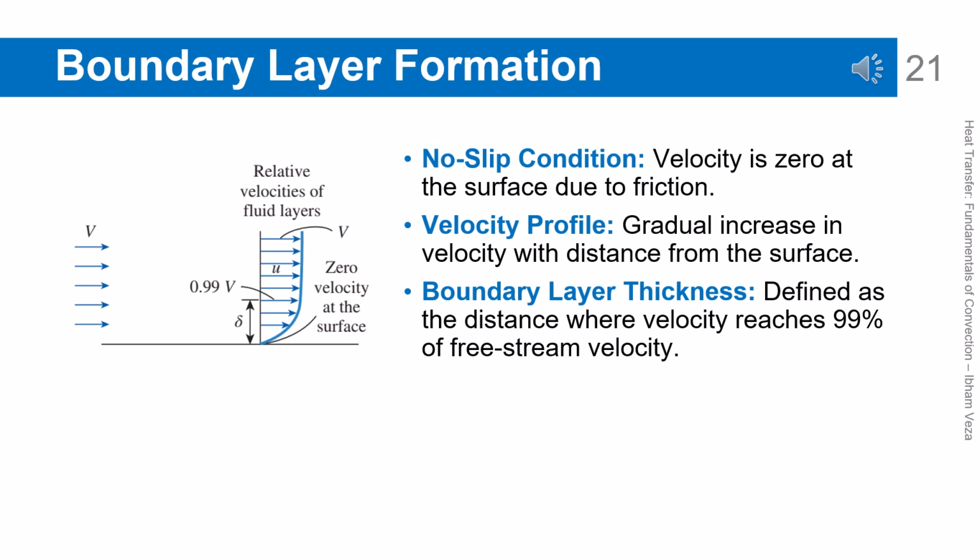Boundary layer formation. The boundary layer is formed because of the no-slip condition at a solid surface. The fluid velocity increases gradually from zero at the wall to the free stream velocity. The boundary layer thickness is defined as the distance from the wall where the velocity reaches 99% of the free stream value. This definition is conventional but very useful in engineering analysis. This concept becomes the basis for determining friction and heat transfer near surfaces.